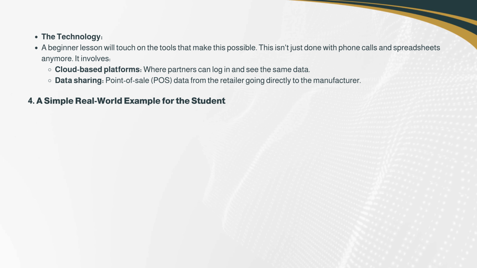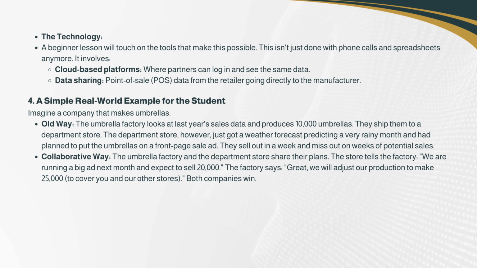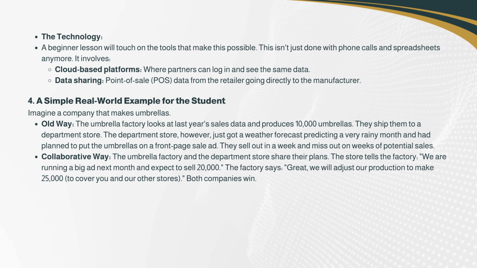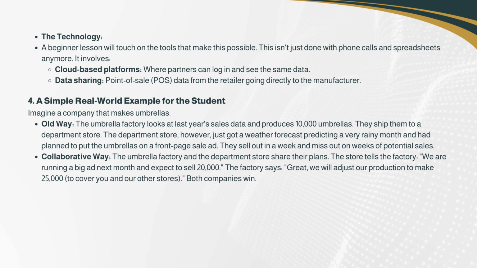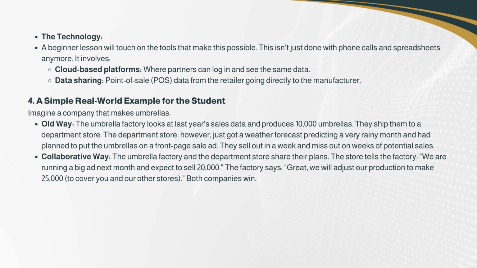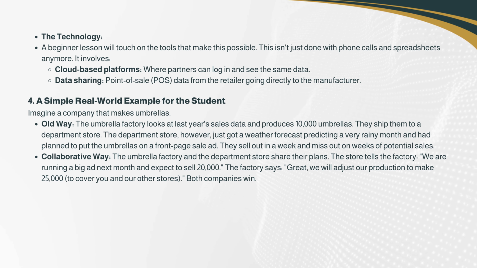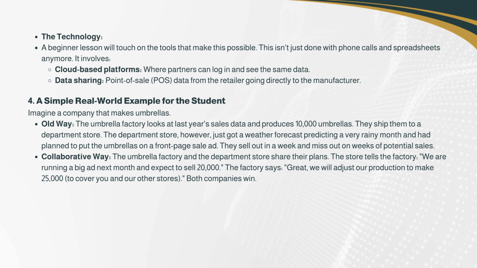4. A simple real-world example for the student. Imagine a company that makes umbrellas. Old way. The umbrella factory looks at last year's sales data and produces 10,000 umbrellas. They ship them to a department store. The department store, however, just got a weather forecast predicting a very rainy month and had planned to put the umbrellas on a front-page sale ad. They sell out in a week and miss out on weeks of potential sales.